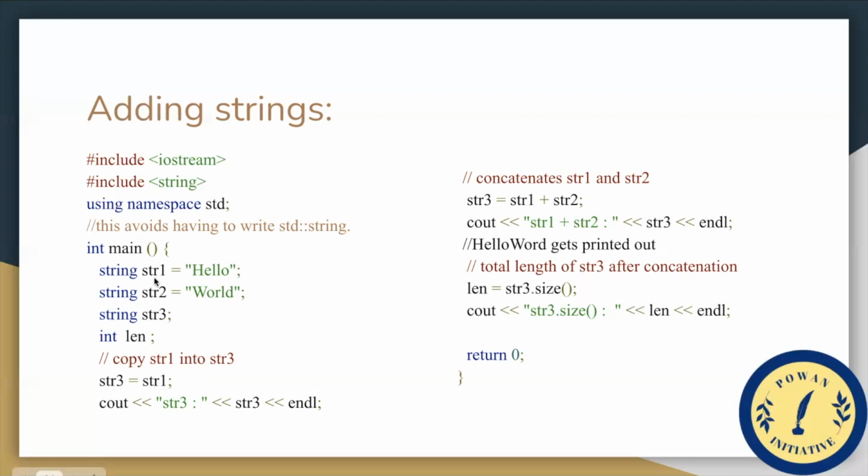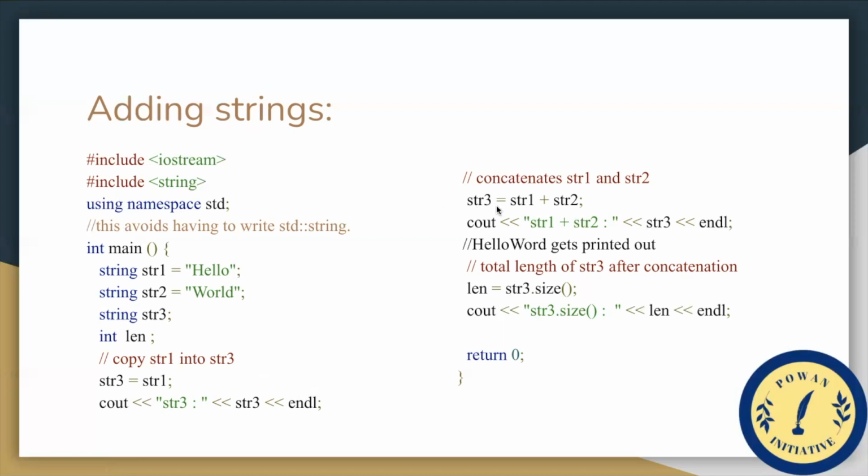It doesn't do anything to str1. That still remains the same. The main thing that's changing is that all of its contents are being copied over into str3. So str3 is literally whatever is in str1 now. And when you print that out, you'll see that it prints out hello. So that is really helpful.